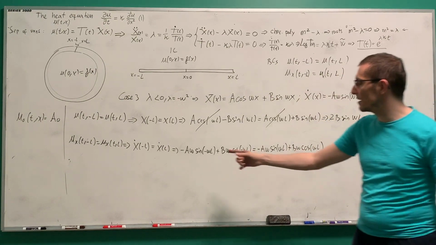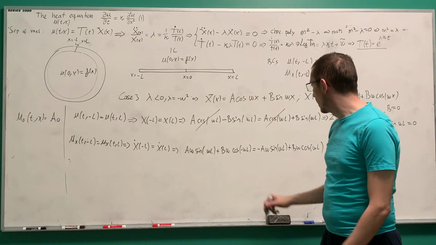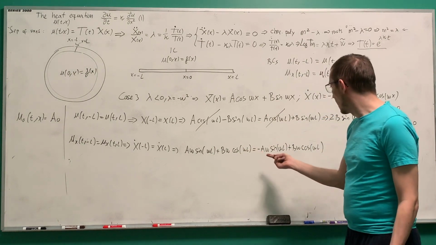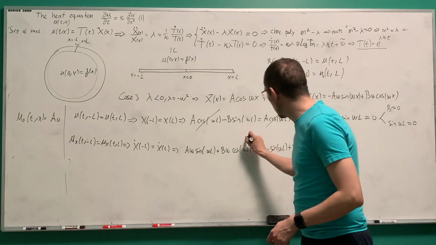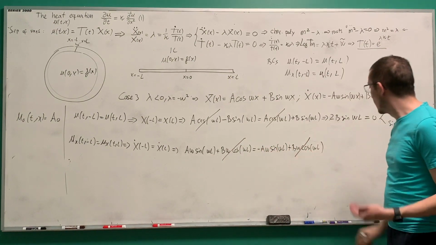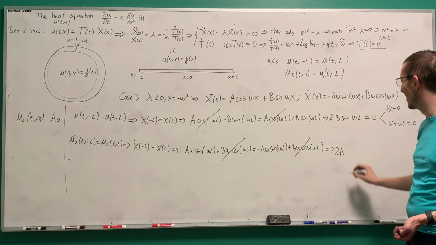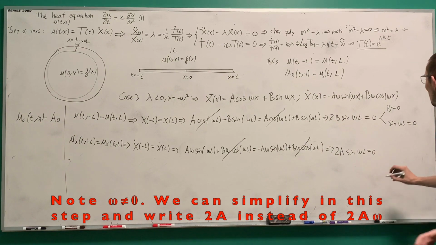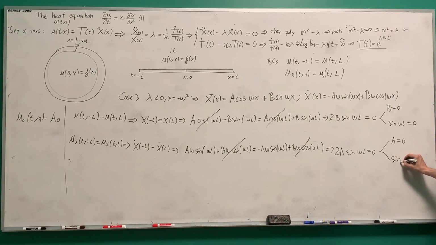Right, let's use parity again. The sine is an odd function, therefore we get that. The cosine is even, so this is simple. We just need to vanish the sine. And that means that what we have here is this one cancels, and look at this now. We get that 2a sine omega L equals 0. This is super interesting because that means that either a is 0 or the sine omega L is 0.